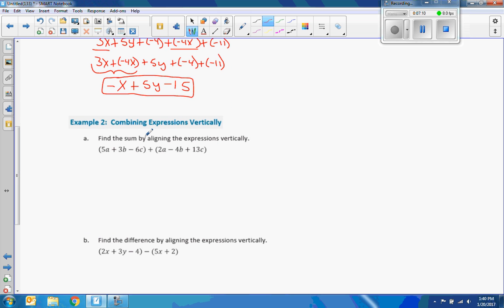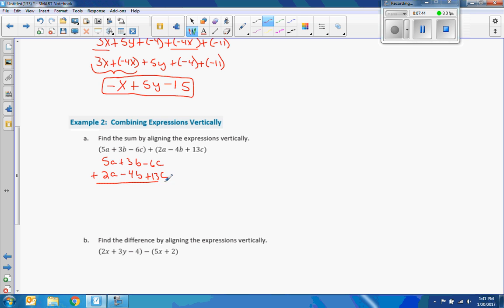Example 2. Find the sum by aligning the expressions vertically. All they're saying is take this and put it under this, lining up like terms. So I'm just going to take this 5a plus 3b minus 6c and rewrite it. And then on the next line, I'm going to put plus, and 2a goes under the 5a, minus 4b under the 3b, and plus 13c under the negative 6c.